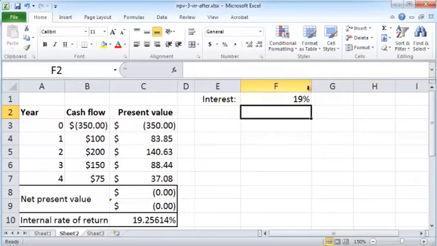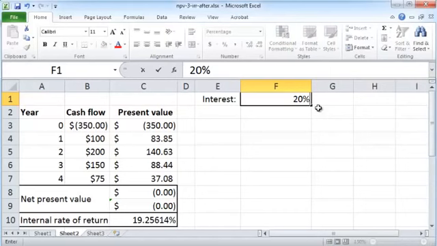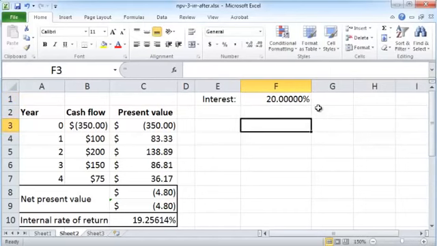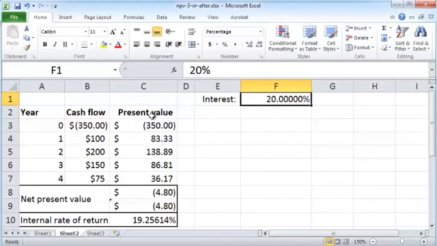So if your alternative investment can yield something greater than 19.2561%, so if it can yield 20%, then you're actually losing money by putting in this venture because your alternative investment can yield more, and now your net present value is actually negative. So that is the significance of the internal rate of return.